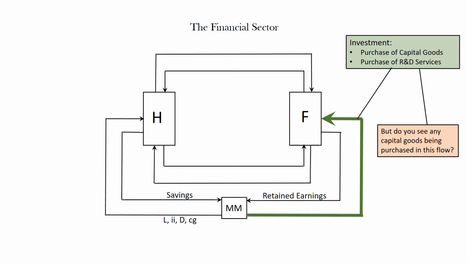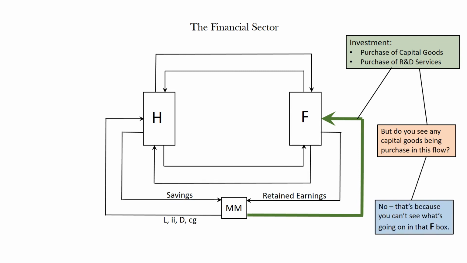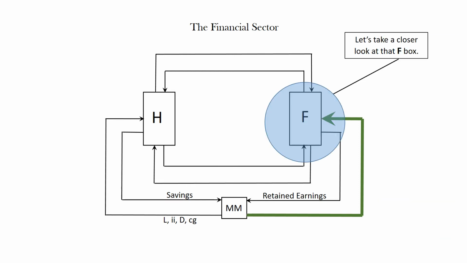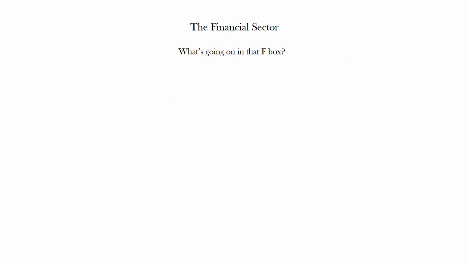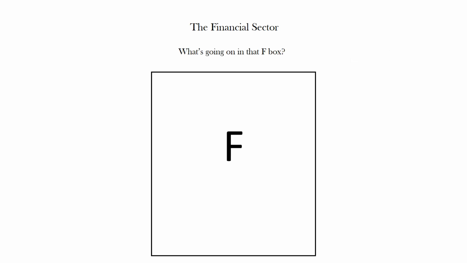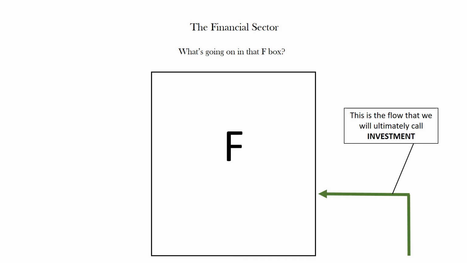But do you see any capital goods being purchased in this flow? Of course not. But that's because you can't see what's going on in that F box. So, let's take a closer look at that F box and see what's going on. Here it is magnified so we can see what's going on inside. This green line represents the flow coming up from the money market that we will ultimately call investment.